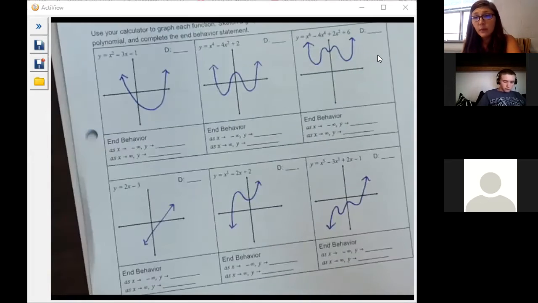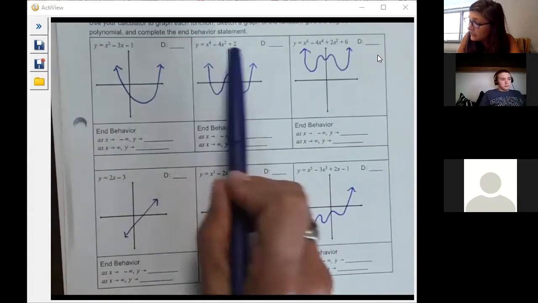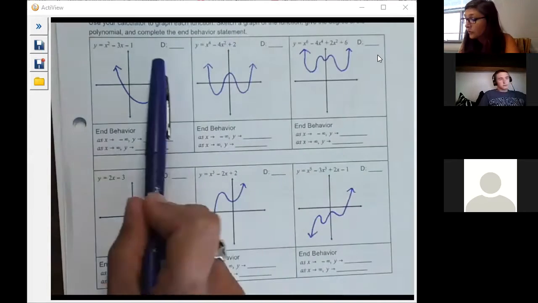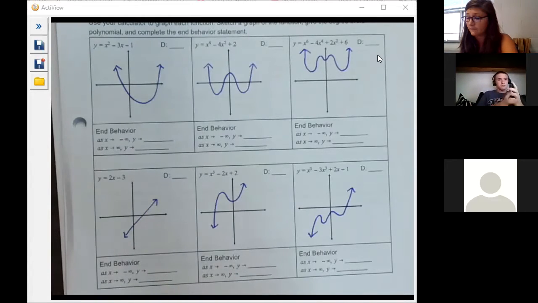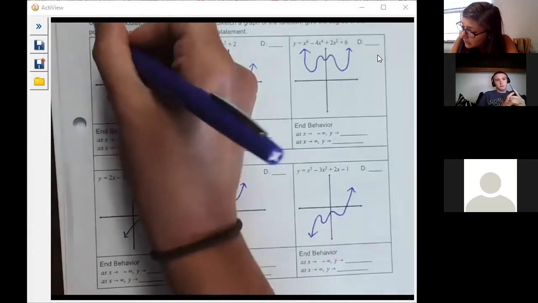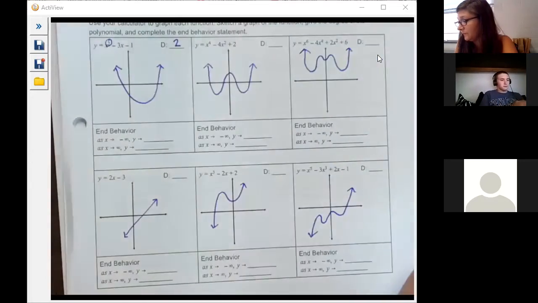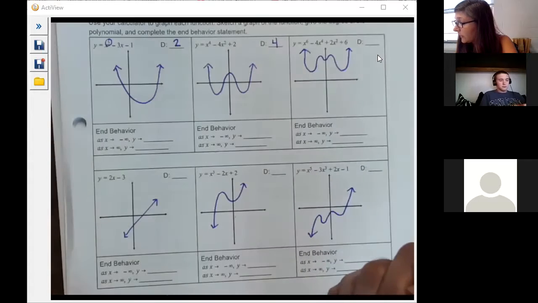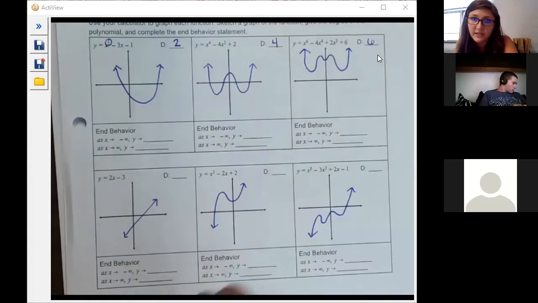Okay? So degree, remember we talked about the other day. If I have standard form, which we do for each of these, right? Everything multiplied out, and I'm in order based on the exponents, biggest exponent first. Our degree is going to be that biggest exponent. So for this first function here, our biggest exponent is a 2, so our degree is 2. For this next one, our biggest exponent is 4, so our degree is 4. And for this last one, our biggest exponent is 6, so our degree here is 6.